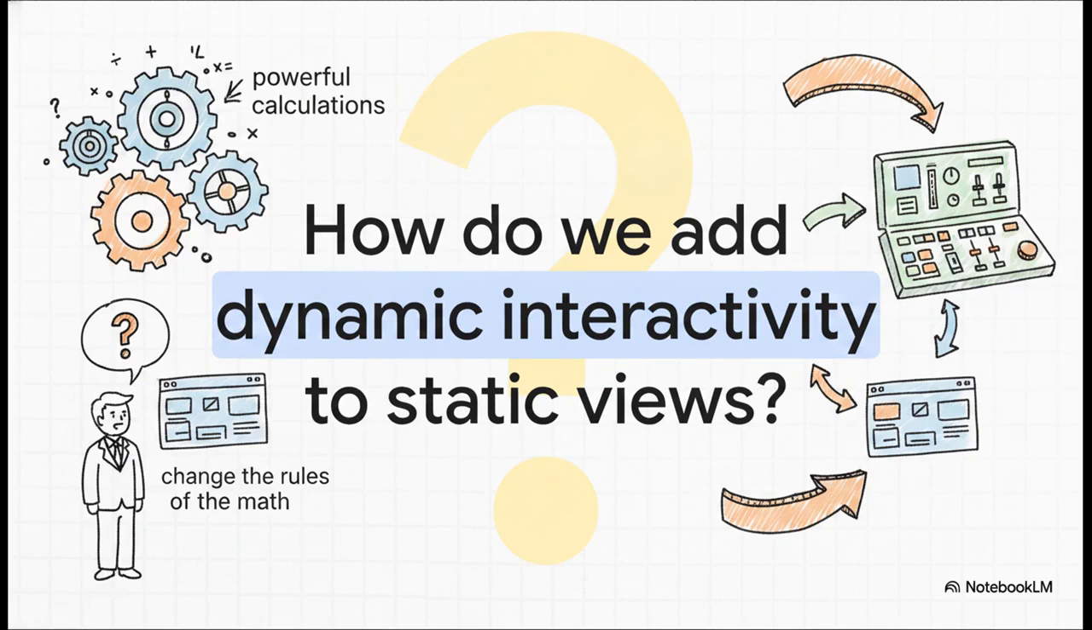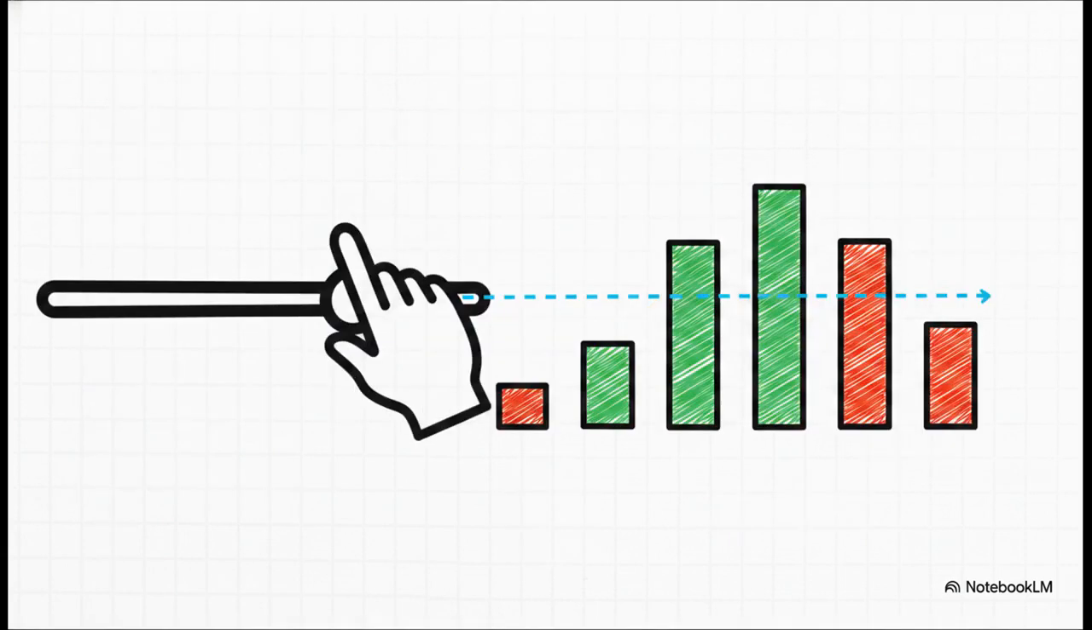But here's a massive question. What if your business users want to change the rules of the math on the fly? They don't want to submit a ticket and wait for you to rebuild the dashboard. How do we hand them that control? The answer is parameters. And listen, parameters aren't just simple drop-down filters. They are independent input values.